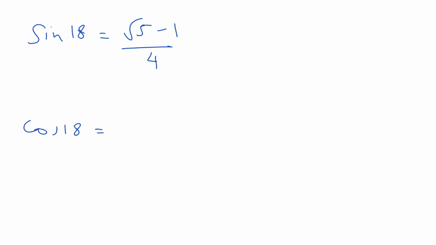Recording. So basically we are working on these angles: 18 degree, 36 degree, 54 degree and 72 degree. Now first of all you need to learn this by heart. Sine 18 is equal to root 5 minus 1 upon 4, and cos 18 is equal to root of 10 minus 2 root 5 upon 4. So this particular thing you need to learn by heart.